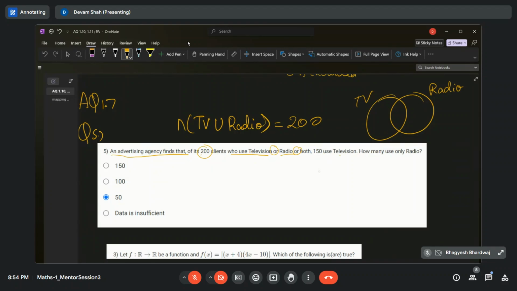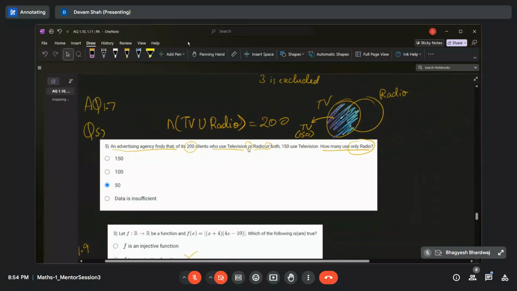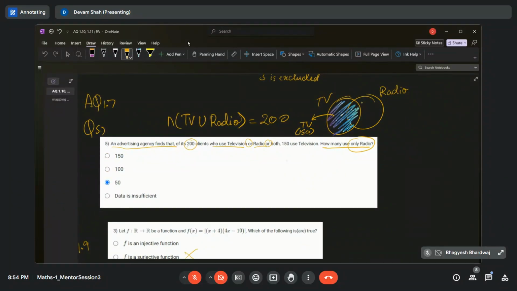And what is 150? 150 use television. So people who use television are this, right? So this is TV, 150. Now, what are they asking for? How many use only radio, right? Only radio, meaning we need this region, right?